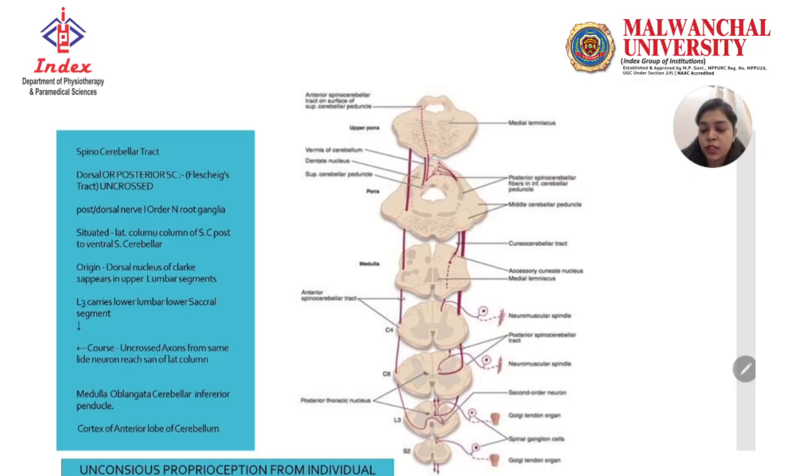Uncrossed axons from the same side neuron reach the lateral column. Then medulla oblongata, inferior cerebellar peduncle. Then it goes to the cortex of the anterior lobe of the cerebellum. इसका नाम स्पाइनोसेरिबेलर है, तो ये जो है स्पाइनल कॉर्ड से सेरिबेलम तक जाता है. और इसका फंक्शन होता है unconscious proprioception from individual muscles of the lower limb.